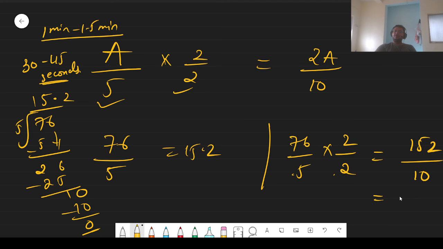And now I can write it. As we know, dividing a number by 10 is very simple. So I just have to include a point: how many zeros are there? Only one zero is there. So I have to keep a point one place from the right side. So it will become 15.2. See, very simple solution. Okay.